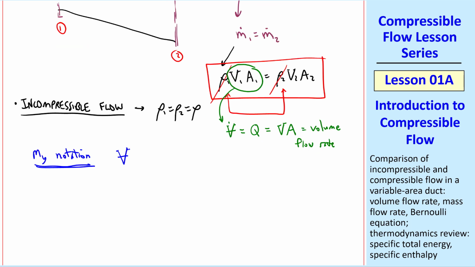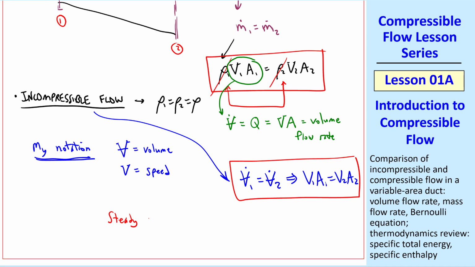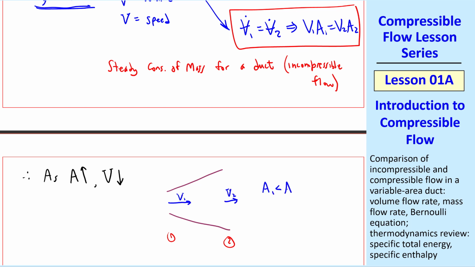I use a capital V with the bar through it to represent volume. That's why V dot is a volume flow rate. And I use V without a bar as the speed or the magnitude of the velocity vector. Since density has dropped out in our equation, V dot 1 equals V dot 2, or V1A1 equals V2A2. This is the familiar steady conservation of mass equation for a duct that we're used to in incompressible flow. And we can see from this equation that as the area goes up, the speed goes down. So in the case of an expanding duct, A1 is less than A2, therefore V1 is greater than V2.